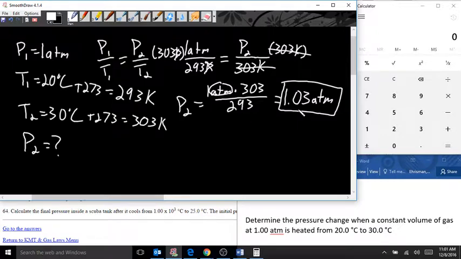So the big takeaways are: look to see what variables are given. That determines which equation to use, and then it's just algebra to get it by itself.